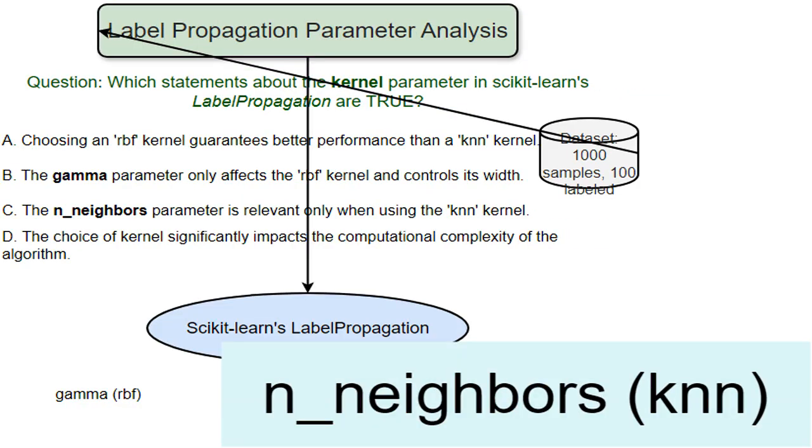The NNEIGHBORS parameter is used only with the KNN kernel. It specifies the number of nearest neighbors to consider when determining the similarity between data points. A higher NNEIGHBORS value typically leads to smoother decision boundaries but might oversmooth the predictions.